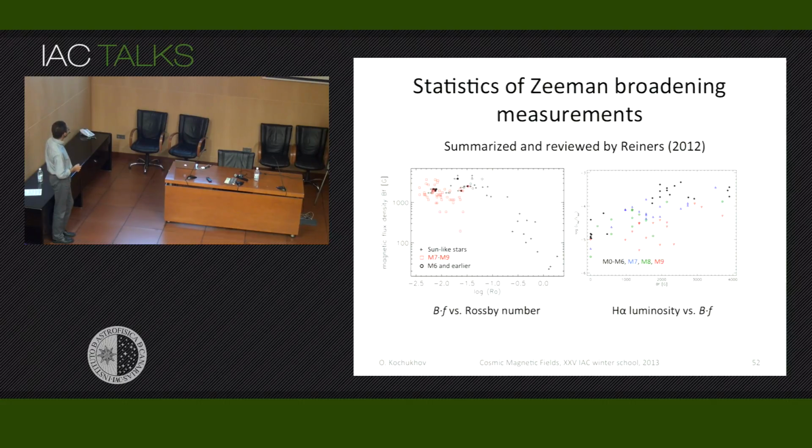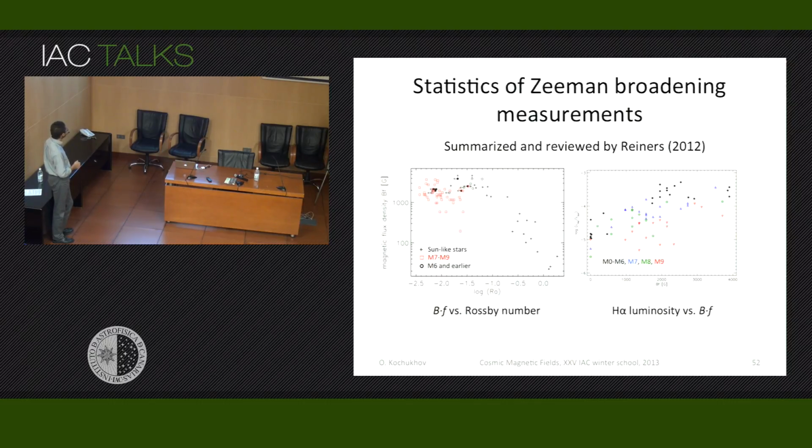This is another picture where they are correlating magnetic field strength on the x-axis with H-alpha luminosity on the y-axis. Maybe there is a loose correlation here. And you can also see here different spectral types. So somewhere here we have the transition to brown dwarfs already.